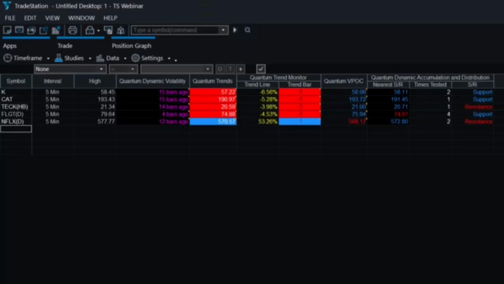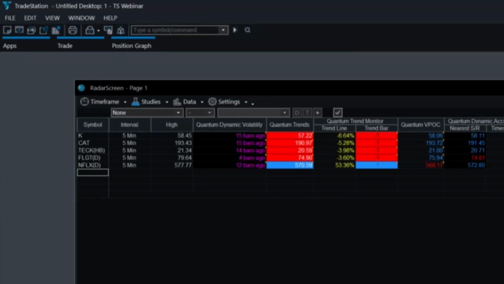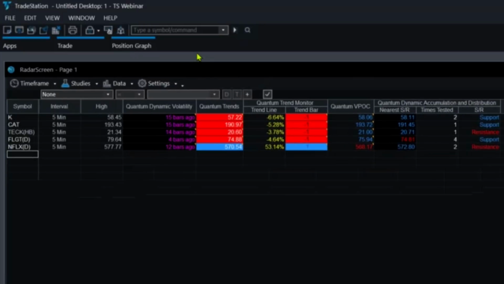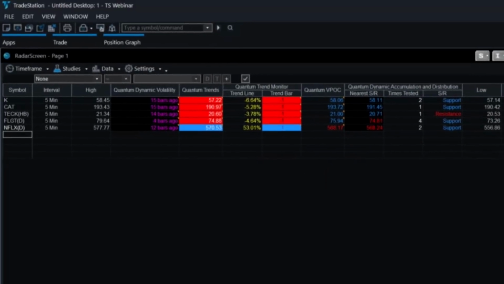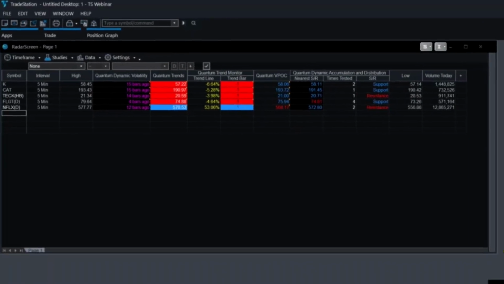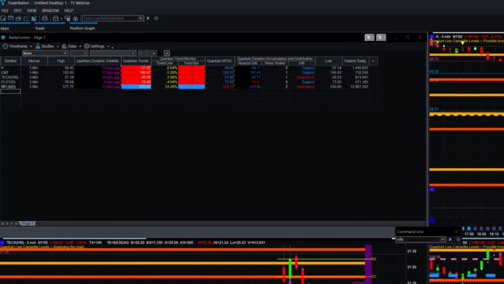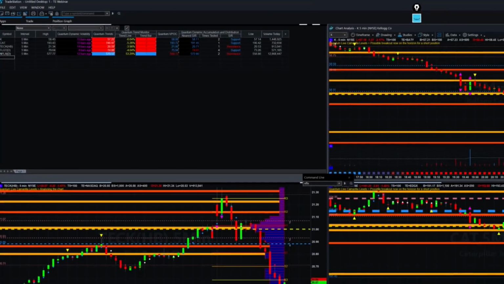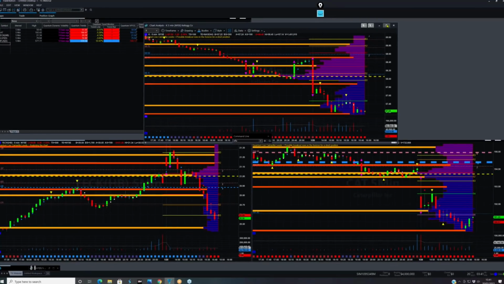So let me reduce that down, and we'll look at the Kellogg's chart in more detail, and then I'll pass over to David. So I know there was a volatility trigger on, this was the 5-minute chart for Kellogg's. Let's just pull that up. Hopefully you'll be able to see that.